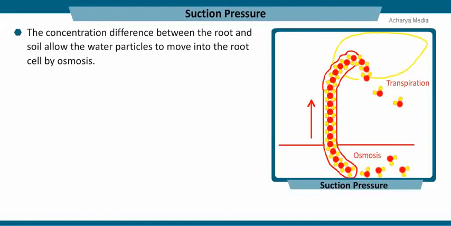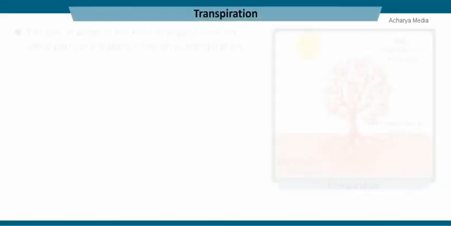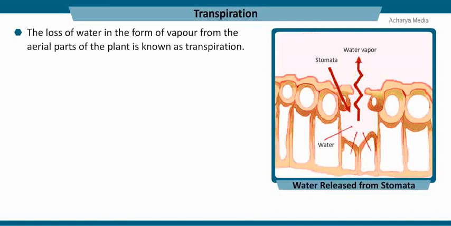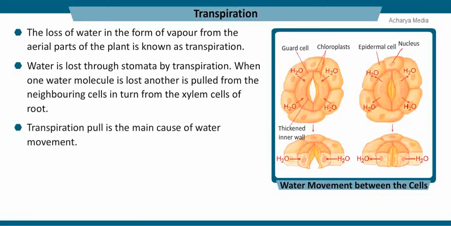The concentration difference between the root and soil allowed the water particles to move into the root cell by osmosis. Once the water enters into the xylem of the root, hydrogen molecules dissolve in water to form a continuous string of water like a column up to the leaf, maintaining the suction pressure and pushing the water upwards. The loss of water in the form of vapor from the aerial parts of the plant is known as transpiration. Water is constantly lost through stomata of the leaves by transpiration. When one water molecule is lost, another is pulled from the neighboring cells in turn from the xylem cells of the root. Transpiration pull is the main cause of water movement.